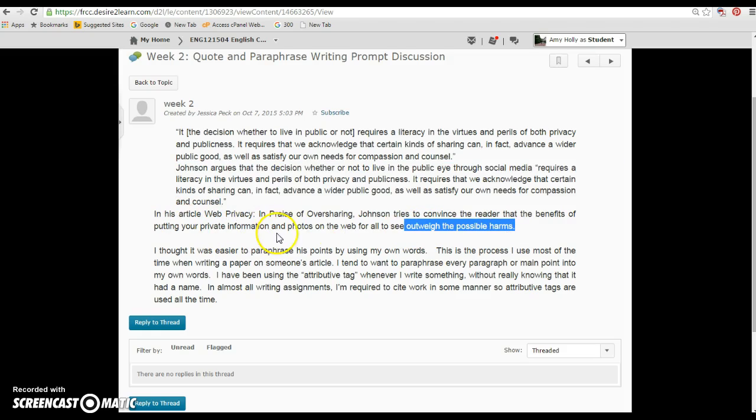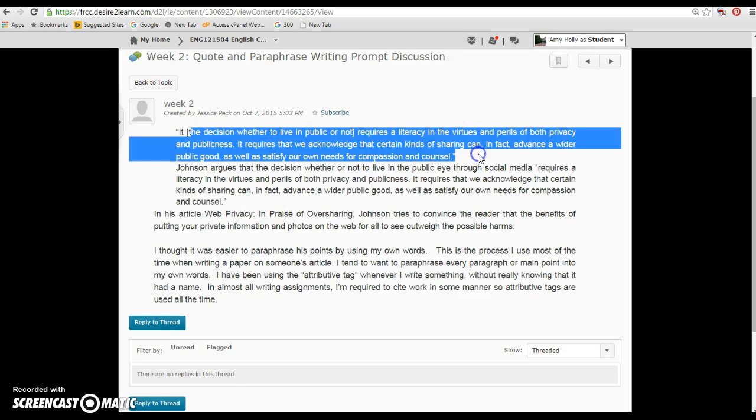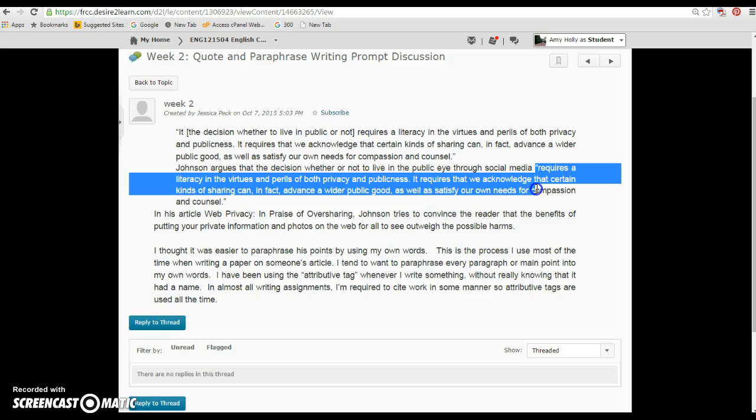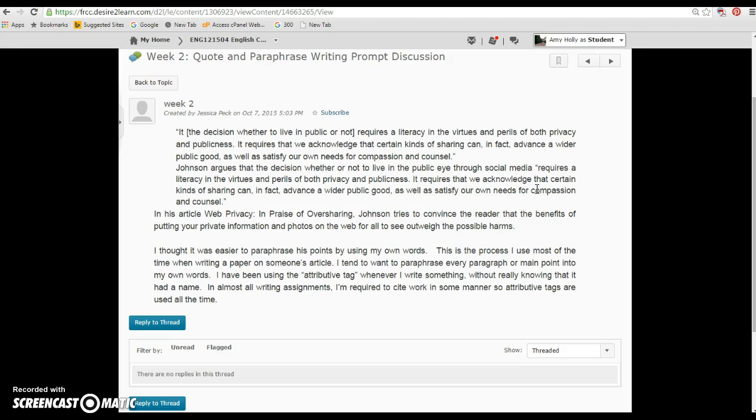This is absolutely accurate here. He is definitely arguing that the benefits outweigh the harms. It's not that he doesn't talk about the harms, he does, but he says overall the benefits outweigh these harms. But then there is another step that I would add to this, which is basically the idea that everyone has to make this decision for themselves, and it requires a literacy in the virtues and perils of privacy and publicness. It requires understanding what it means to share stuff with people and to let go of some of your privacy.